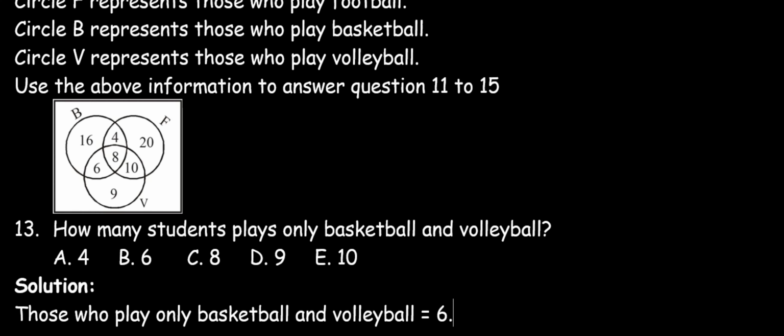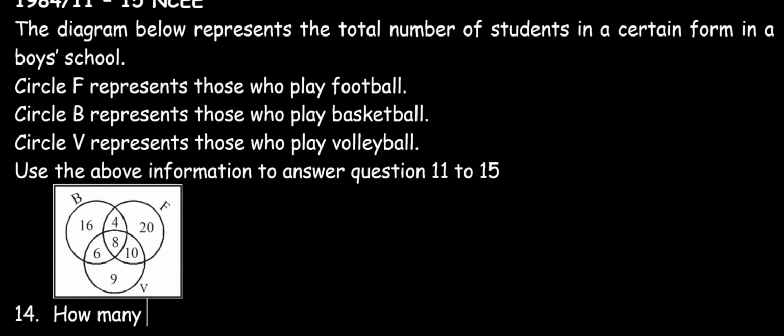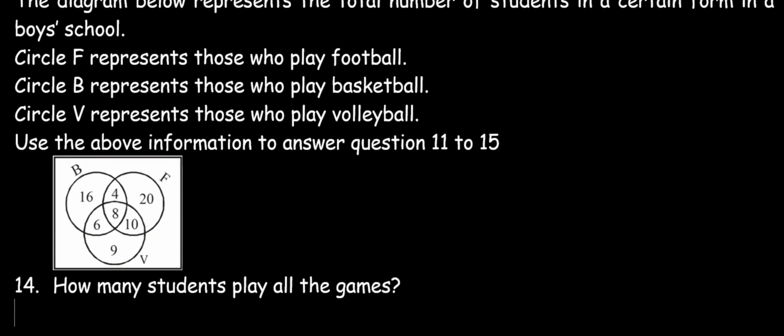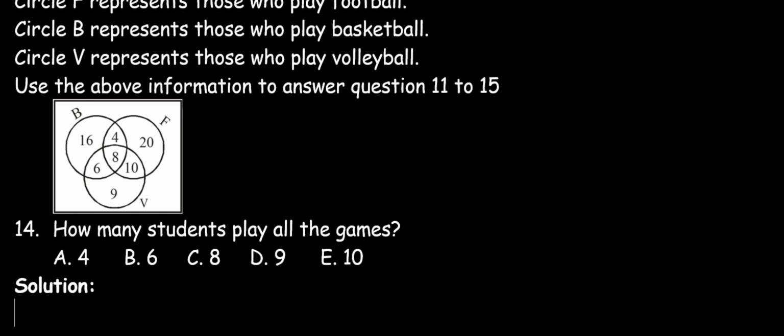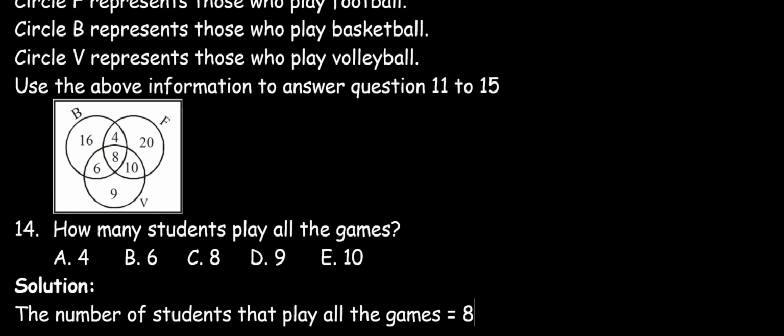Next question, question 14. How many students play all the games? The options are given. Solution. The number of students that played all the games is equal to 8. That is the portion where the 3 sub-cycles intersect, which is the middle of the 3 sub-cycles, and 8 is the one occupying that portion.